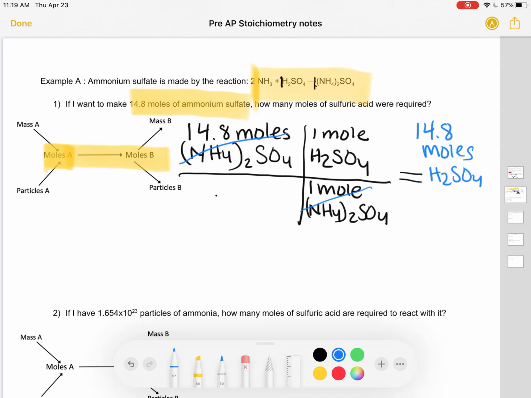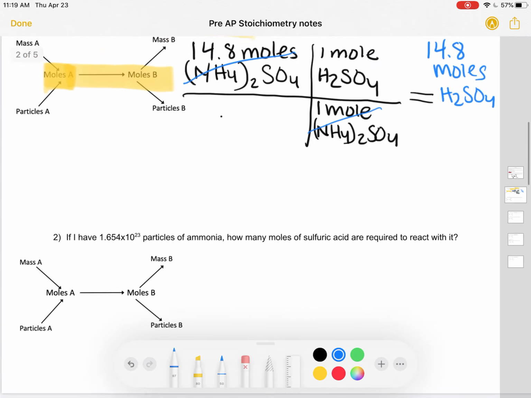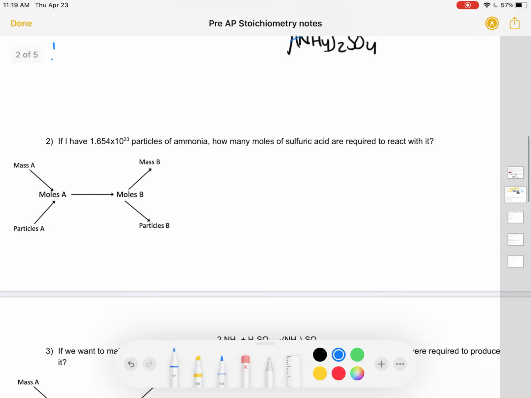Okay? All right, so let's go to the next one. If I have 1.654 times 10 to the 23 particles of ammonia, that's NH3, how many moles of sulfuric acid are required to react to it? So let's start with what we're given. Let's go where we begin. We begin here with the particles of substance A.